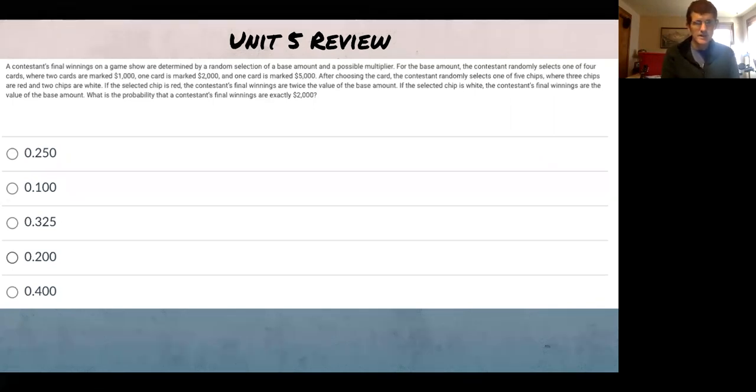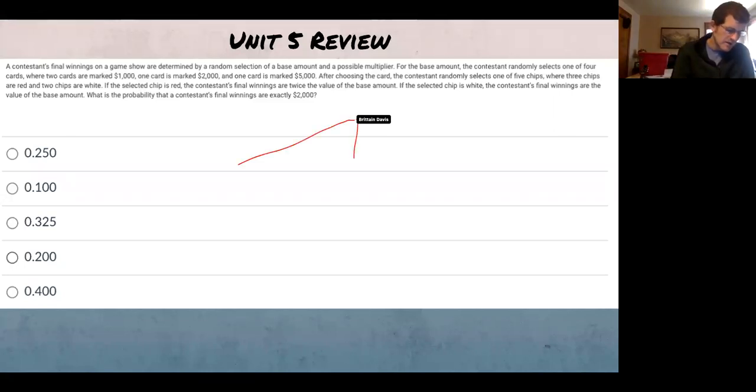So this is an excellent situation where you would want to use a tree diagram, because I've got three different outcomes. Okay, so three different outcomes in the first event. So I could get 1,000, I could get 2,000, or I could get 5,000.